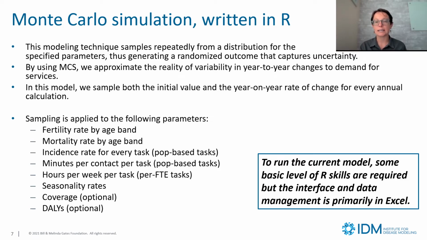The modeling technique is Monte Carlo simulation. And what that is, if you aren't familiar with it, is it samples repeatedly from a distribution that we specify and then generates a randomized outcome that captures uncertainty. So this is important because much of our data are assumptions that go into the model, for example, incidence or mortality rates. There's some uncertainty around where those are starting today. And so we sample from a range of values that might be true within some reasonable assumptions to capture the uncertainty in what we know about those parameters.